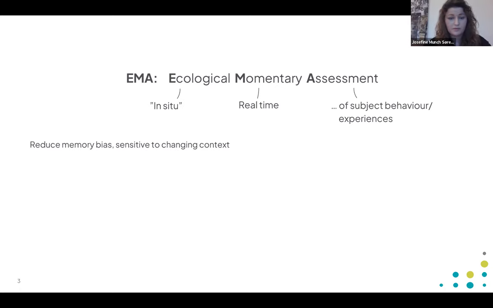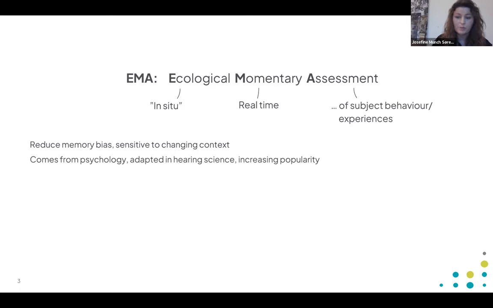So the concept is not new. It comes from psychology, and it was adapted in hearing science many years ago, but right now it is increasing in popularity, both because we are developing tools that make it easier to capture these EMAs out in the real world, for example through app applications, but also because our field is generally moving towards making measures of people's hearing experiences closer to what we experience in real life. So EMA can take one step closer to doing that by assessing people's experiences out in the real world while they are occurring.